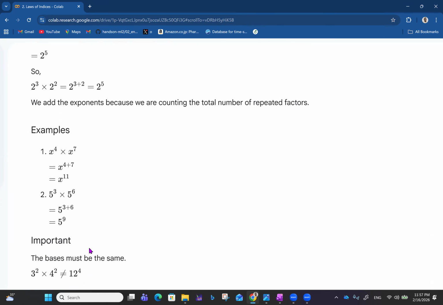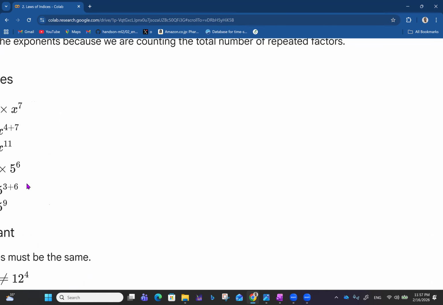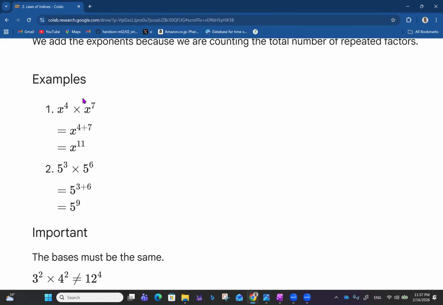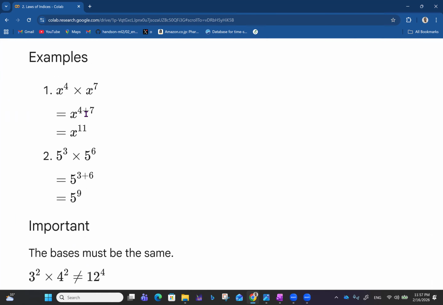So we have some examples. Imagine that you have x raised power 4 times x raised power 7. That simply means you have x raised power 4 plus 7, that's x raised power 11. On the other hand, you have 5 raised power 3 times 5 raised power 6. That means you have 5 raised power 3 plus 6, that's 5 raised power 9.